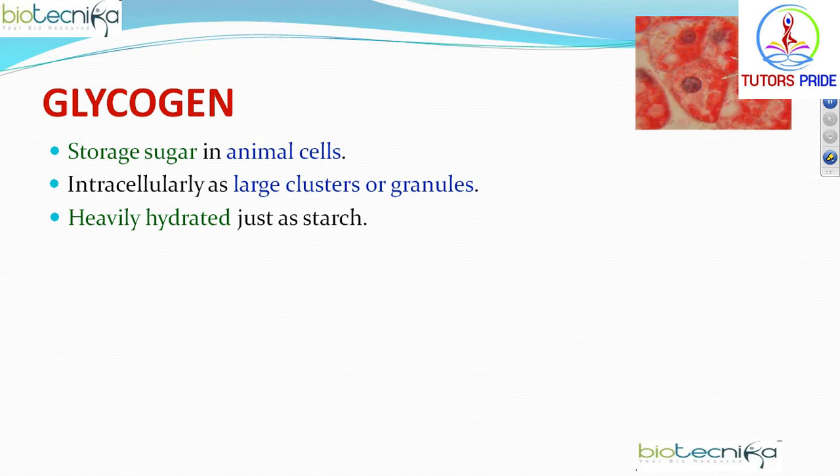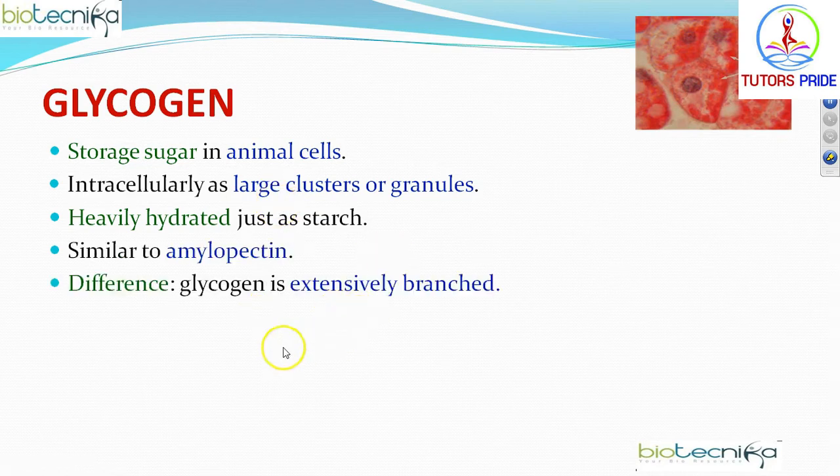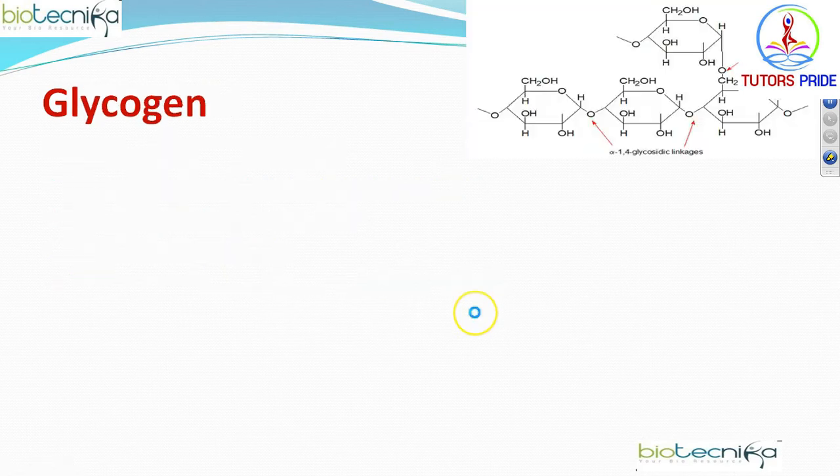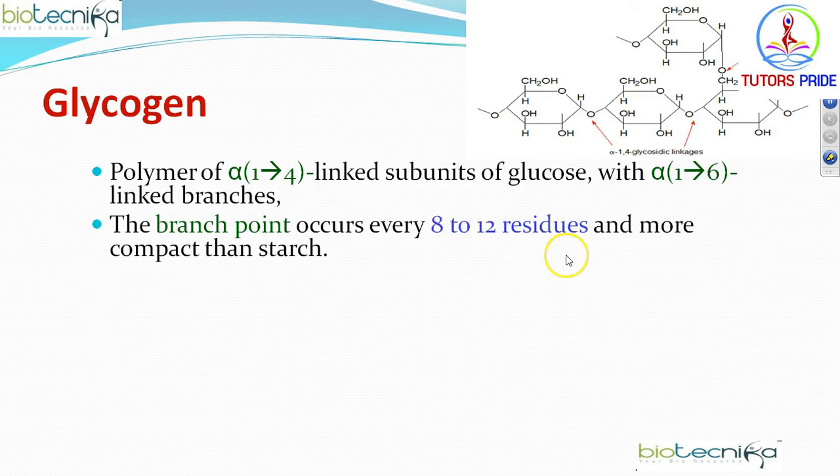And intracellularly, it forms large clusters of granules, as I told you, and it is heavily hydrated starch. It is similar to amylopectin, where there are 1,4 and 1,6 linkages. So it is the same, and the difference is that glycogen is extensively branched. It is very branched. That is the only difference, as you can see here. This is your glycogen structure. Alpha 1,6 bonding is there. So this is the only difference between these two.